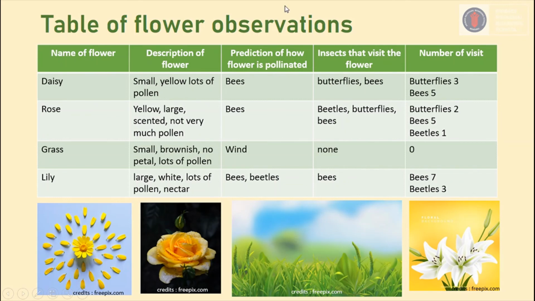From this observation, you can tell that certain insects pollinate certain types of flowers, like bees, butterflies, and beetles. They have their own favorite flowers to pollinate. The examples of pollinators, as stated before, can be bees, butterflies, beetles, and also wasps. Those are some of the insects that pollinate flowers.